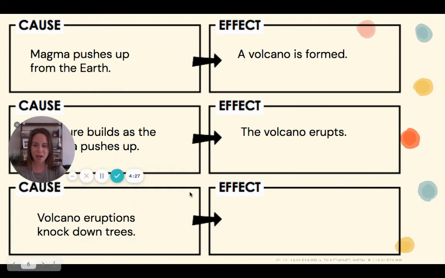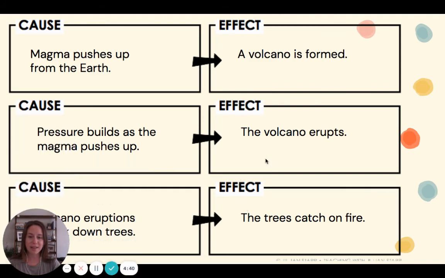Finally, the last cause is that volcano eruptions can knock down trees. The effect of those trees being knocked down by the lava and the magma is that the trees catch on fire. None of these effects could happen without the cause. So when authors use cause and effect in nonfiction, they're trying to make sure you understand how something happens. That's what cause and effect is for.